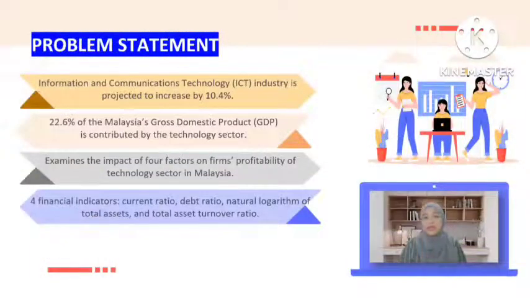There are several problem statements stated here. The Information and Communications Technology, or ICT, industry is projected to increase by 10.4%. Then, 22.6% of Malaysia's gross domestic product, or GDP, is contributed by the technology sector. This survey examines the impact of 4 factors on firms' profitability of the technology sector in Malaysia, which came out as 4 financial indicators: current ratio, debt ratio, natural logarithm of total assets, and total asset turnover ratio.